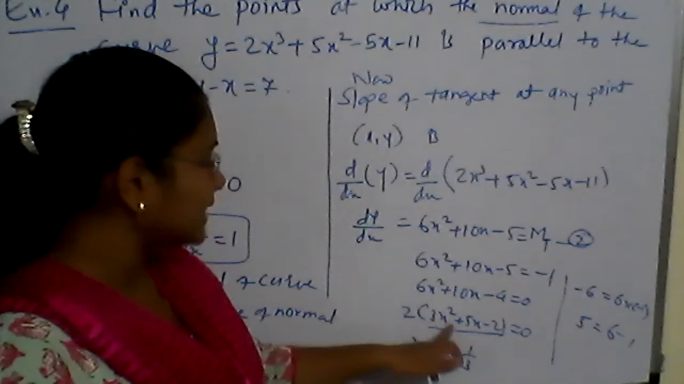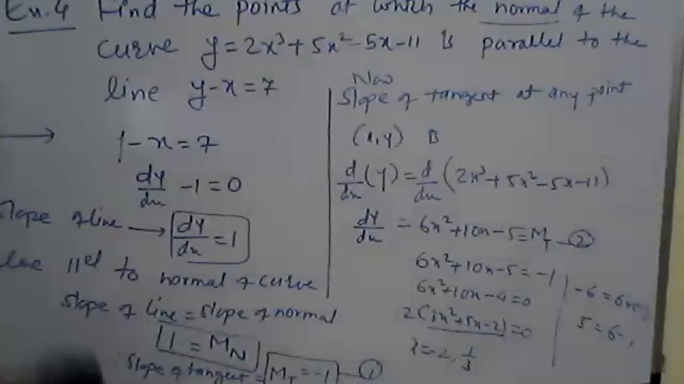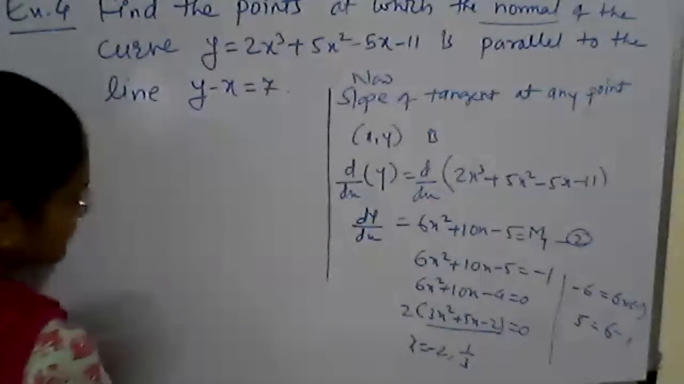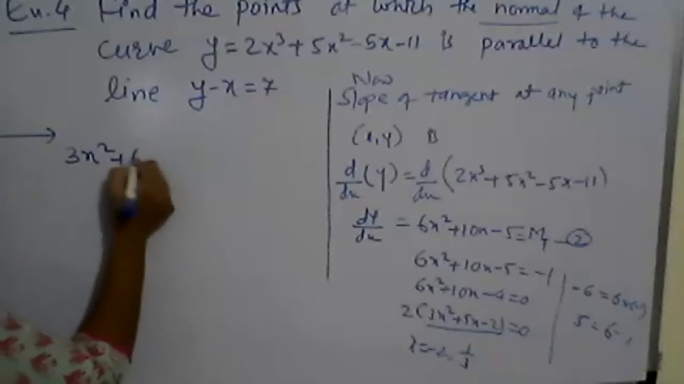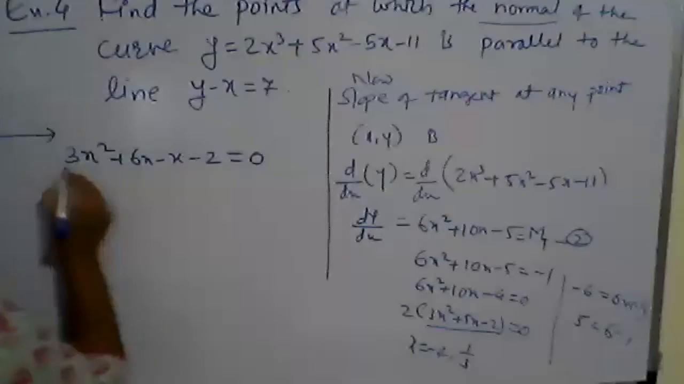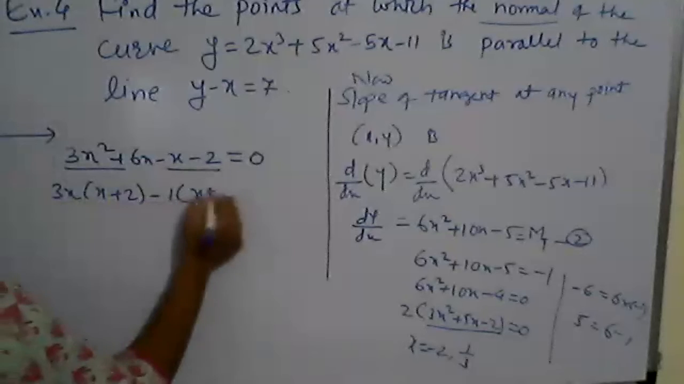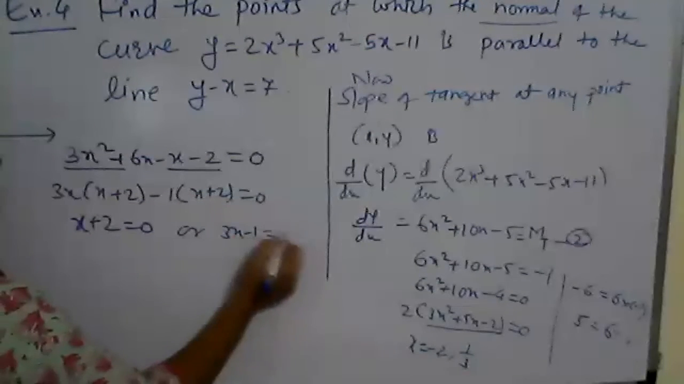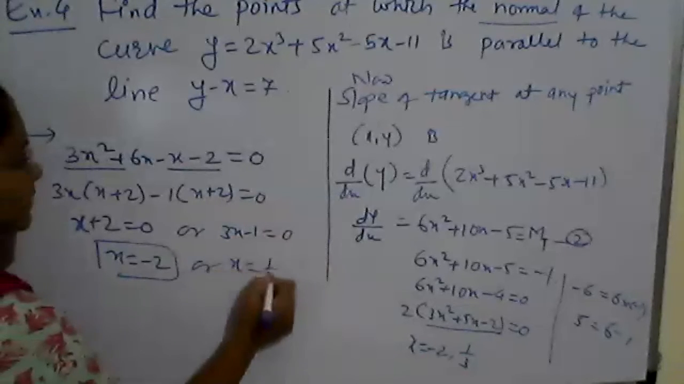So here 3x square plus 6x minus x minus 2 equal to 0. So 3x in bracket x plus 2 minus 1 in bracket x plus 2 equal to 0, or 3x minus 1 equal to 0. So x equals to -2 or x equals to 1 by 3.